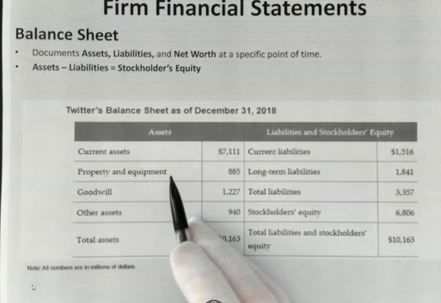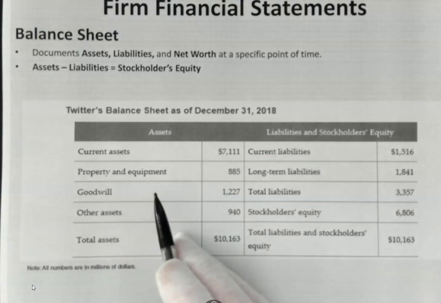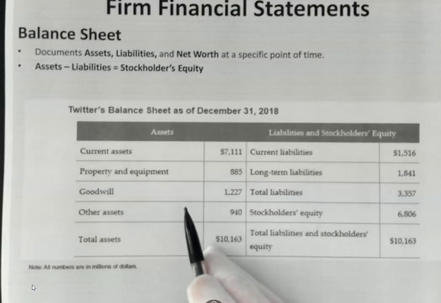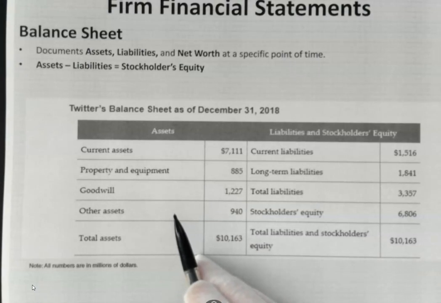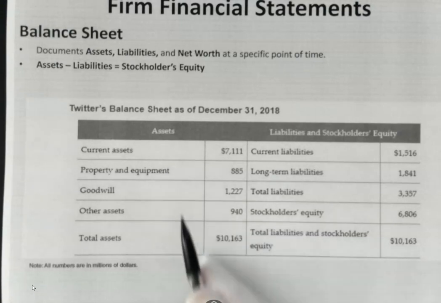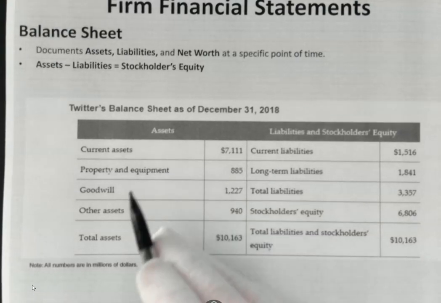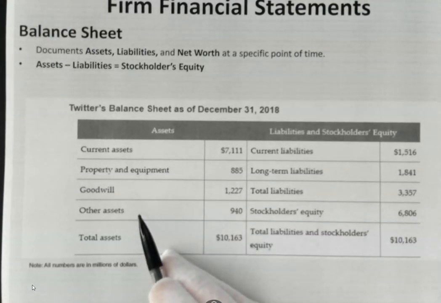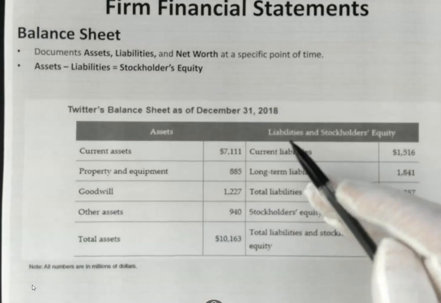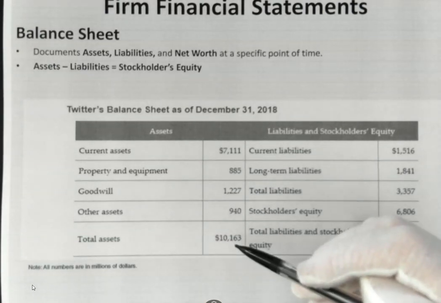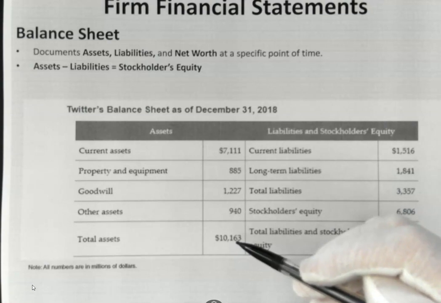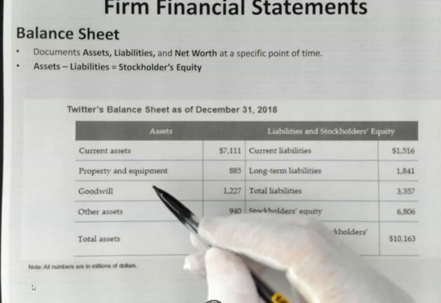Then you have property and equipment, and you have goodwill, and then you have other assets. These three would not be current assets. That means these three would take over a year to liquidate, to convert into cash. So really it's current assets versus non-current assets, but they just subdivide these non-current assets into three categories. And so if you add up all of this, you're going to get $10,163,000,000. Okay. Some of you might be wondering, what is goodwill?